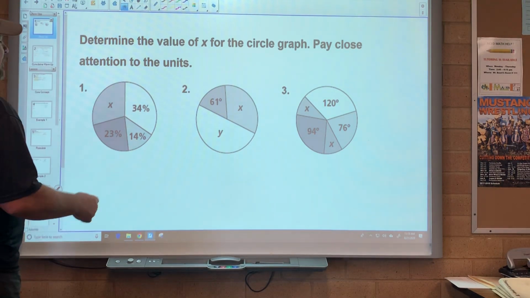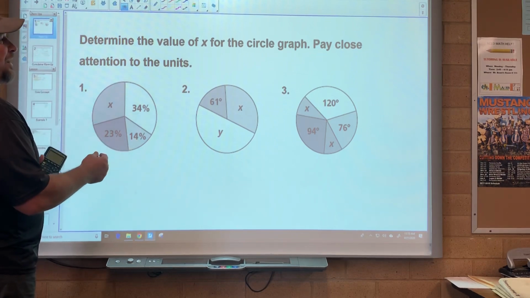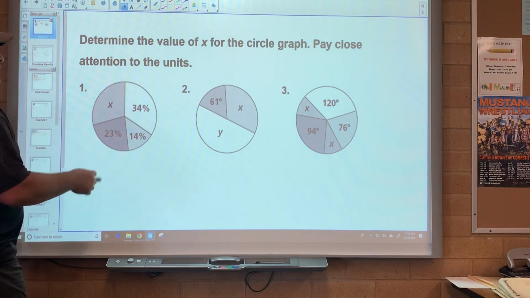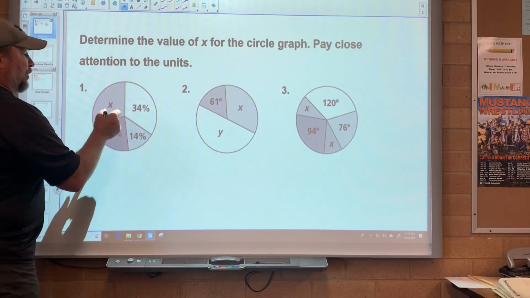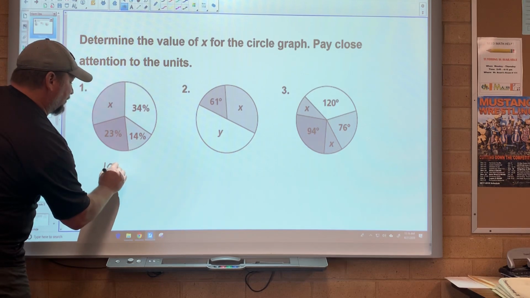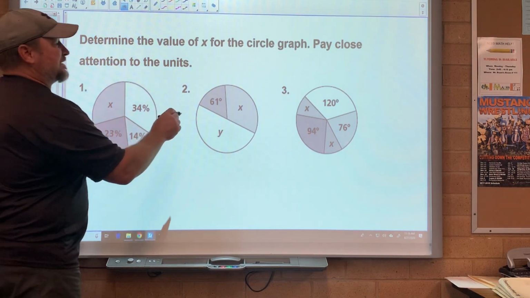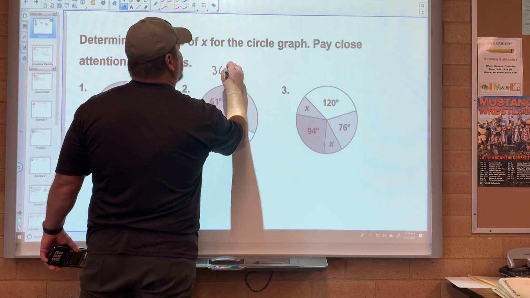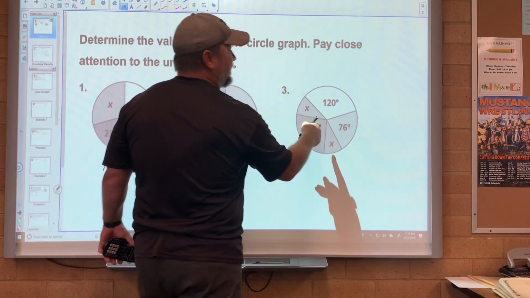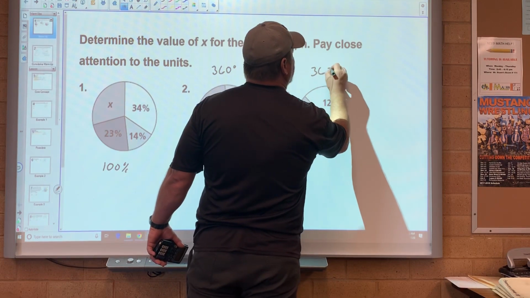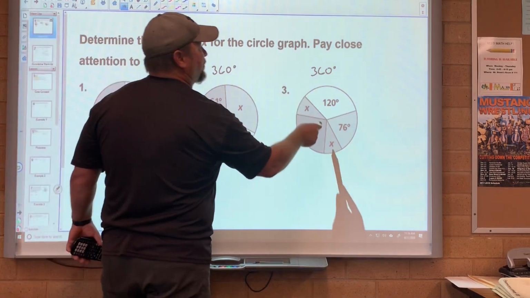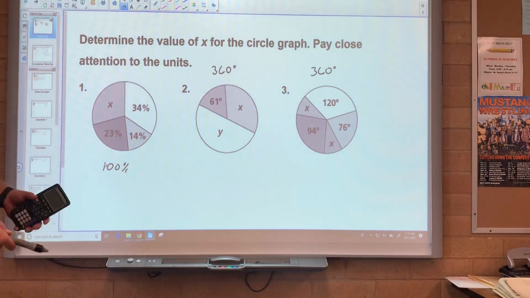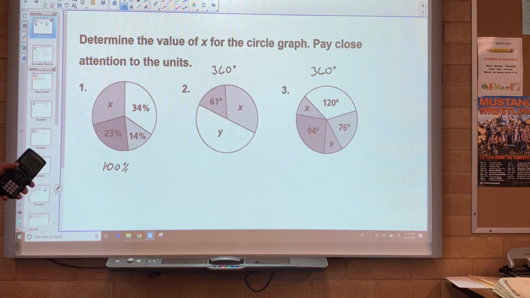Well, you do need to understand how to find some angles or percentages in a circle. Every circle has 100%. So this one's dealing with percents, so we're dealing with 100. This one's dealing with degrees, so we're dealing with 360. This one's dealing with degrees, so again, 360. You just have to make sure you recognize, am I dealing with 100, am I dealing with 360, and so on.